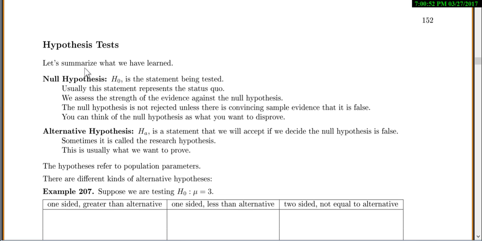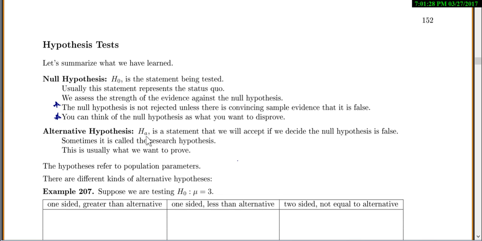So to summarize everything we've learned about hypothesis tests, you have what's called the null hypothesis. And we have this nice notation of an H with a little 0 on it. And that's the statement being tested. Usually this statement represents your status quo, and our goal is to assess the strength of the evidence against the null hypothesis. And your null hypothesis is not rejected unless there's convincing evidence from the sample data that it's false. So that's kind of an important thing there. And we'll usually think of the null hypothesis as what we kind of want to disprove.